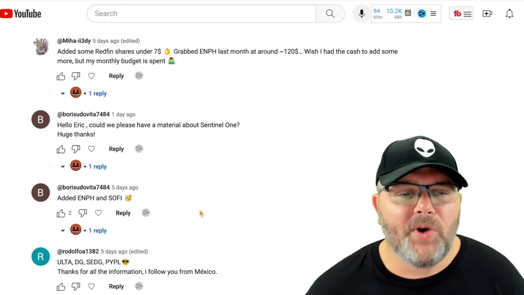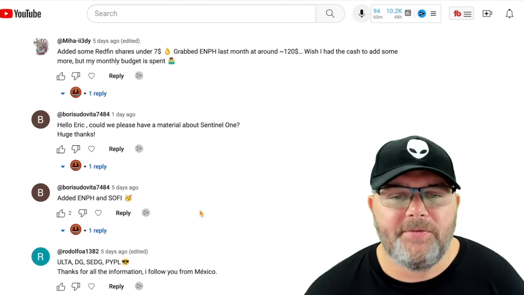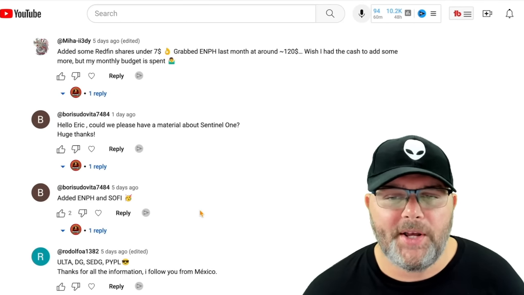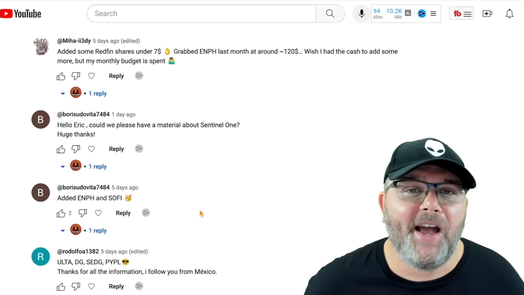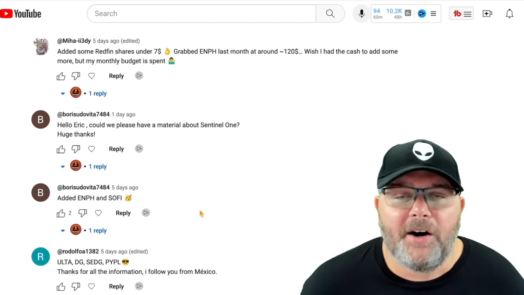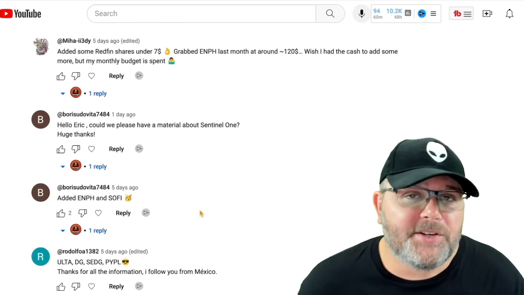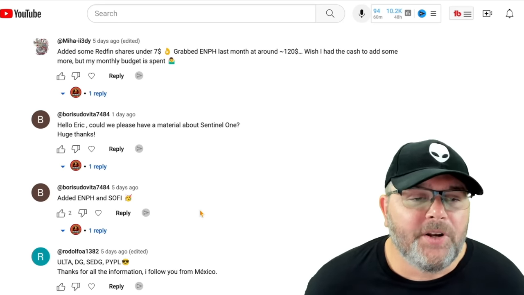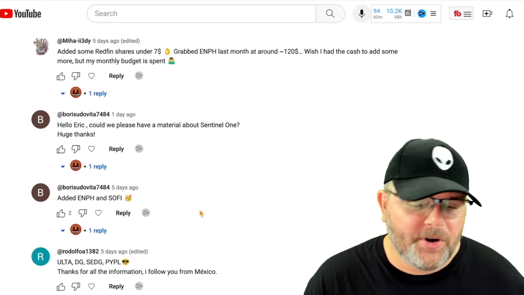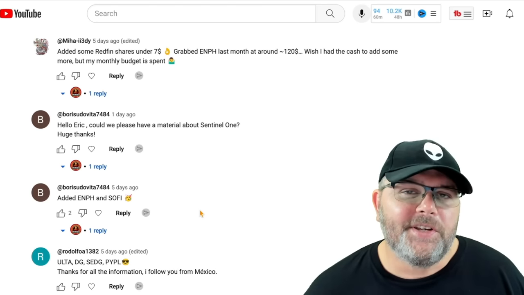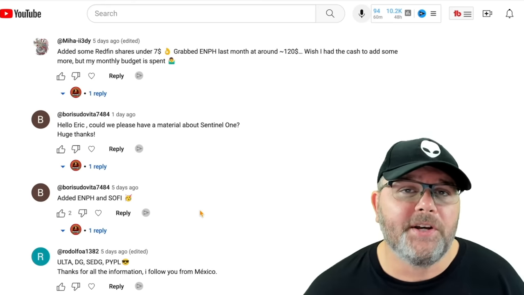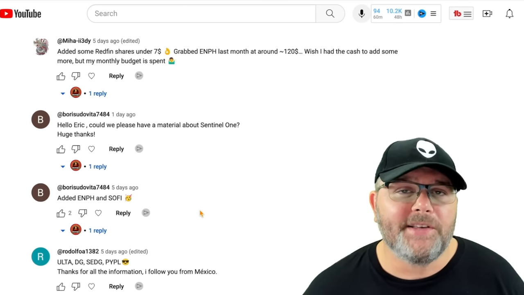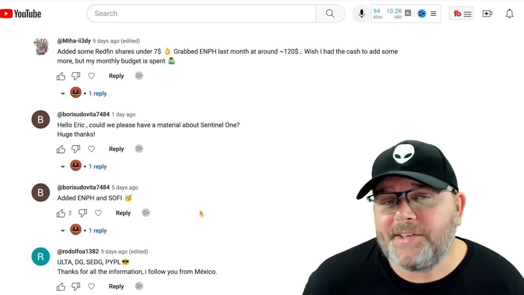Next comment, added some Redfin under $7, grabbed some Enphase last month around 120. Wish I had the cash to add some more, but my monthly budget is spent. Always have some cash. I recommend 5% on hand, so you have cash to buy stocks when they're selling off like they are recently. You know, there's Redfin, there's Opendoor, there's Zillow Group. Those are going to see continued volatility and pressure because of interest rates. If you look at the recent housing numbers, that's actually down. 30-year mortgages at 7%.